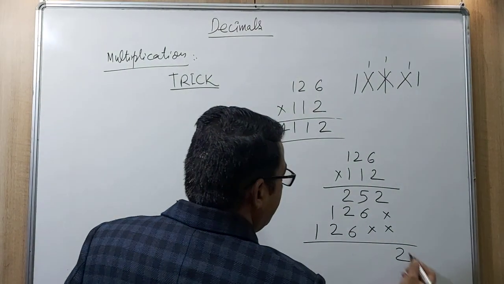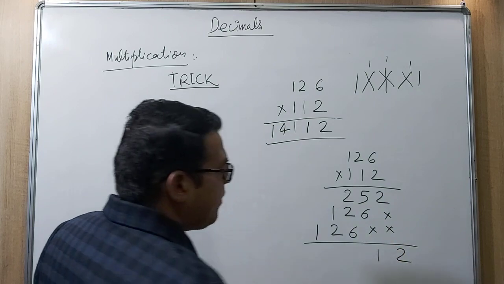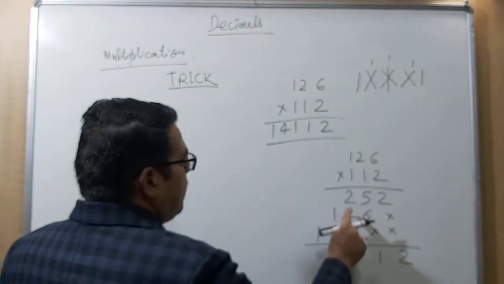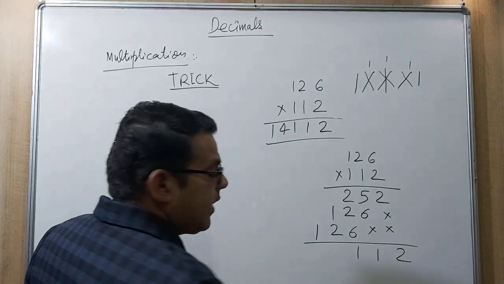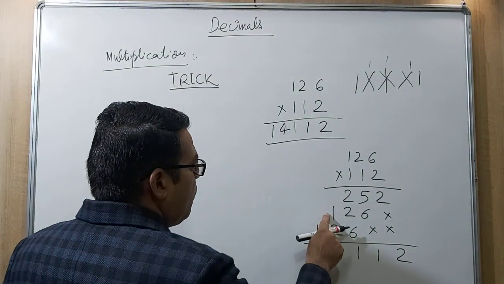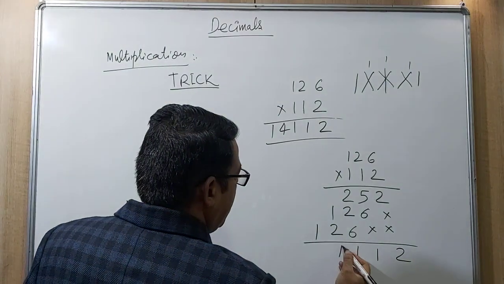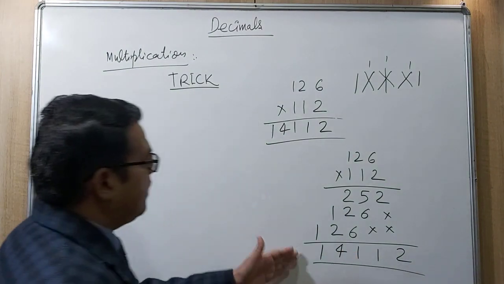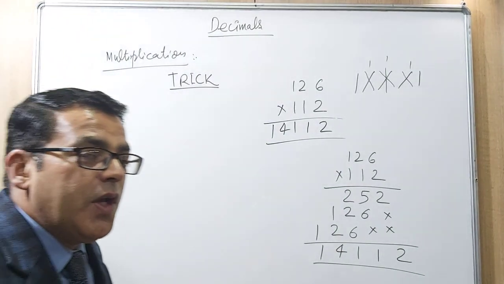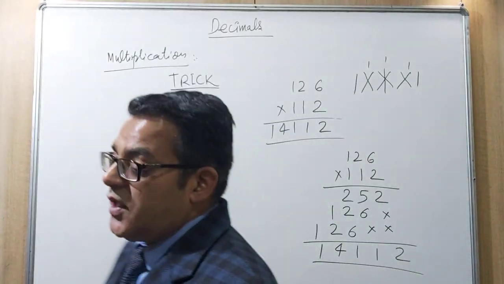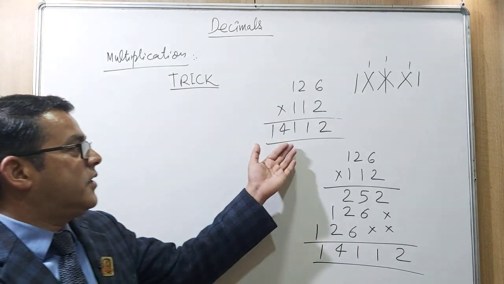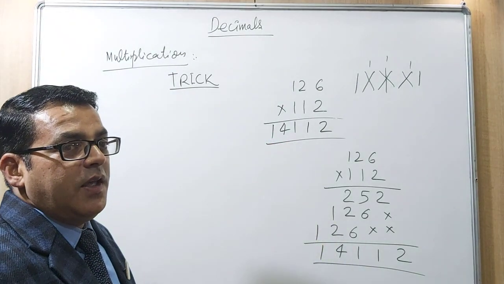So 2 we have, 5 and 6, 11 we have, carry is 1. So 4, 2 and 2, 4 and 1, 5, 5 and 6, 11, 1 carry is still 1, 1 and 1 that carry 2, 2 and 2, 4 and 1 as it is. You can see here in both the cases we are getting same result. It means you can use this trick very effectively. This is very effective way to multiply.